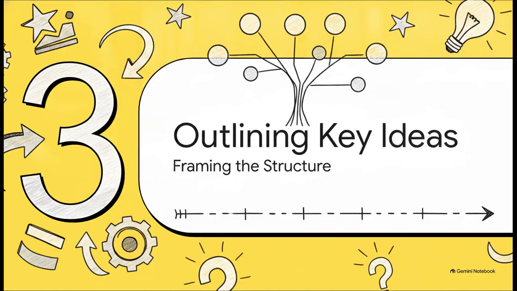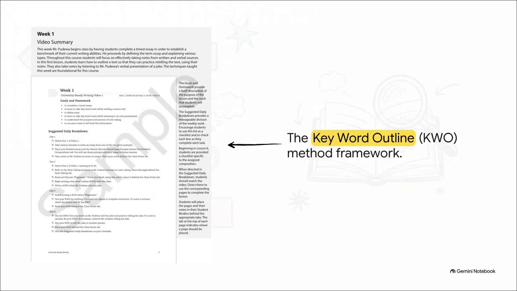Section 3. Outlining Key Ideas, Framing the Structure. Let's move to our next tool and see how this builds. Now that we have our chronological foundation, we need to frame the structure by extracting the main ideas. This visual framework here is for a keyword outline, or KWO. This is essentially a blank skeleton. Notice how wonderfully sparse it is?